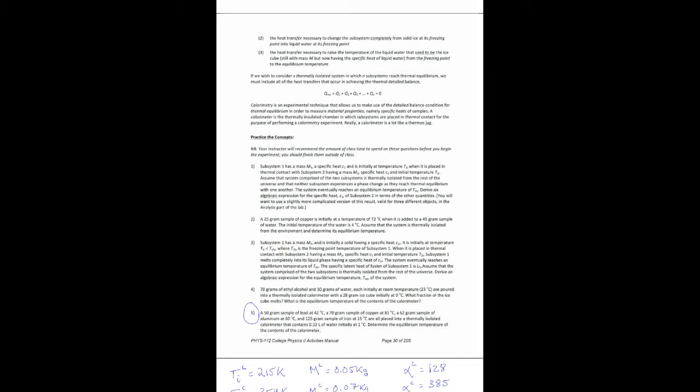Now each of these substances is at a different temperature, and eventually the system comes to an equilibrium temperature, and that's what we're asked to find. I've already started some of this, and I've written down everything that we know. I have the temperature, the mass, and the specific heat for each substance. The first row is for lead, the second row is for copper, the third row is for aluminum, the fourth row is for iron, and finally the last row is for water.